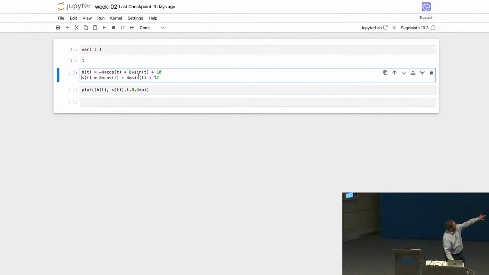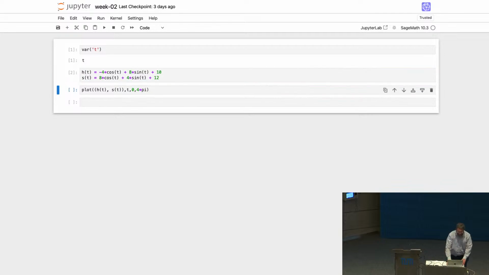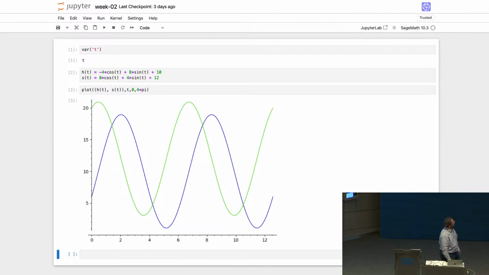Okay, so I input the functions that we've just computed here. So this is the number of hawks. This is the number of squirrels. Oh, we didn't make a mistake here. And let's try to plot those. And here's what happens. You can see the blue line, this is the number of hawks. Remember that started at 6 and the squirrels started at 20. So the green line is the number of squirrels.